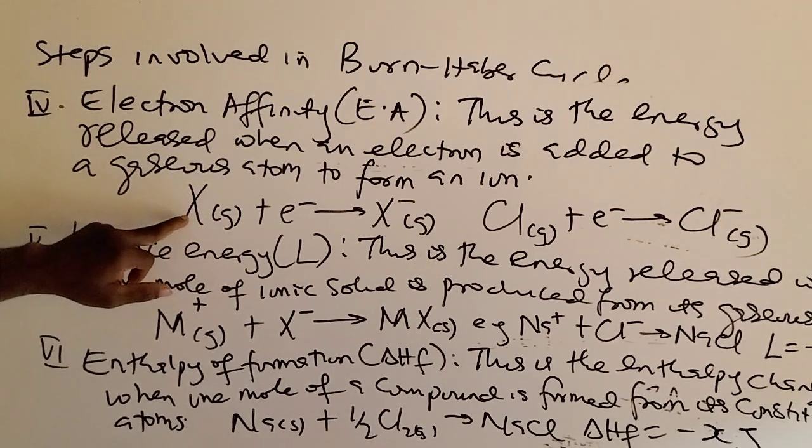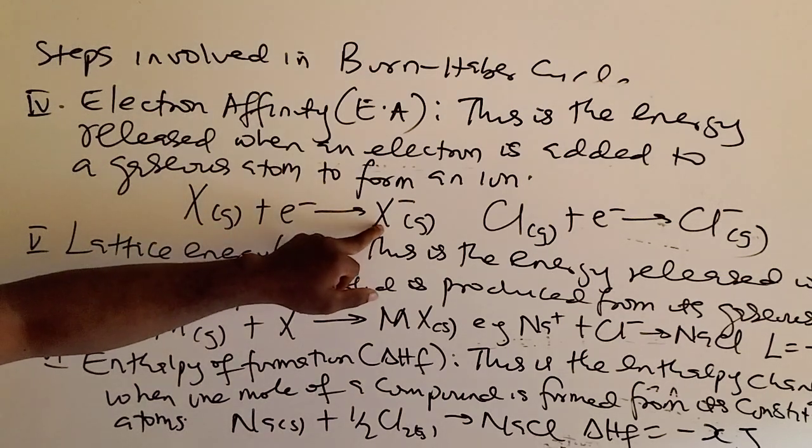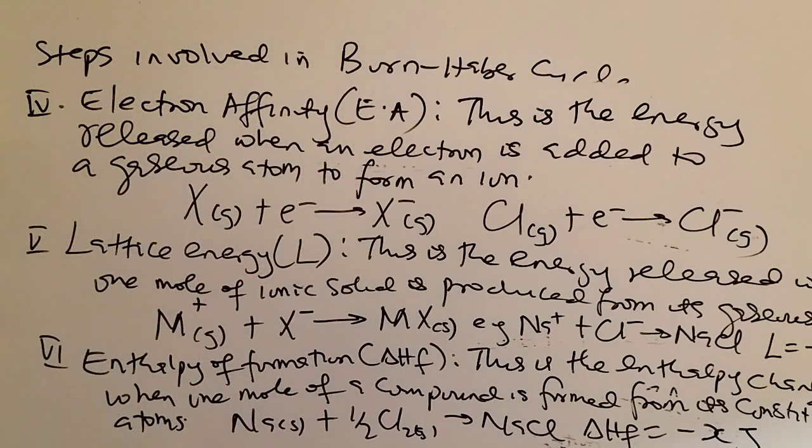So when the gaseous non-metallic atom produced in the third step gains an electron to produce a negative ion, the energy released in this process is called the electron affinity of that reaction. So that is called electron affinity. And electron affinity is a negative energy because it's released. So it's an exothermic process, so it's negative.